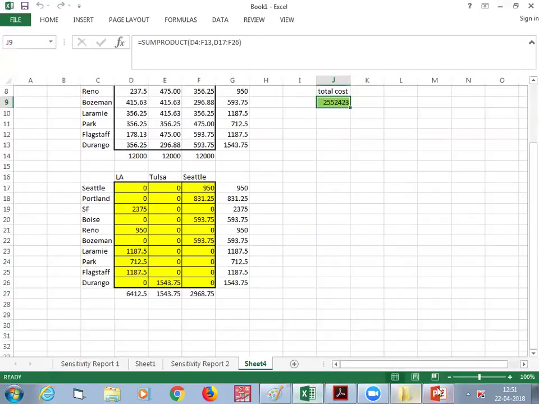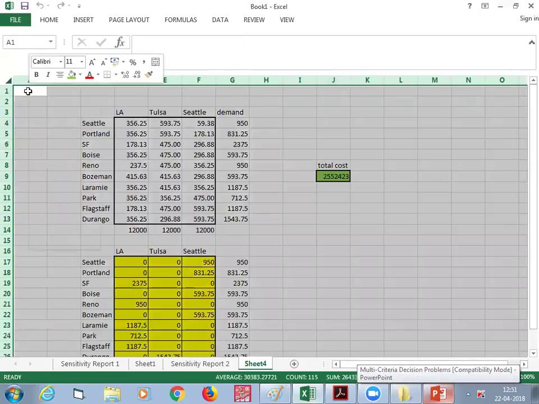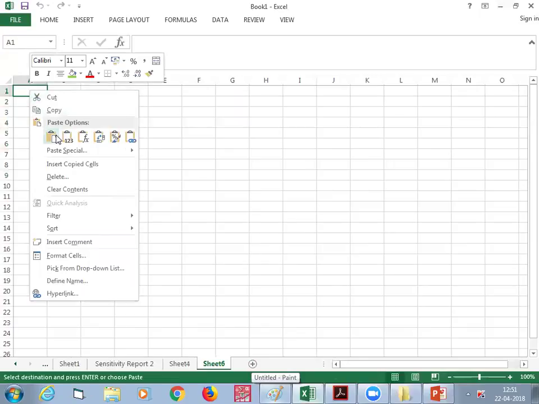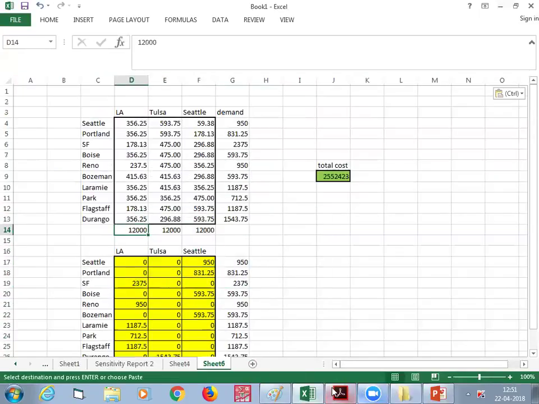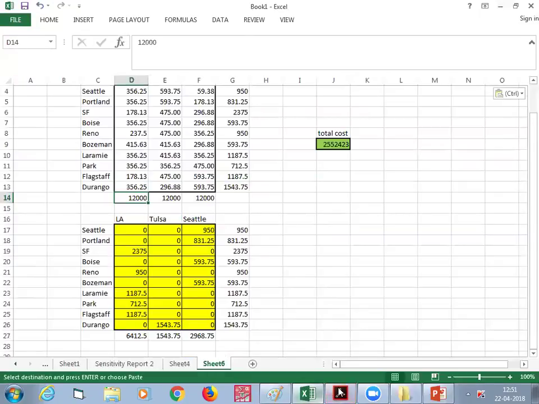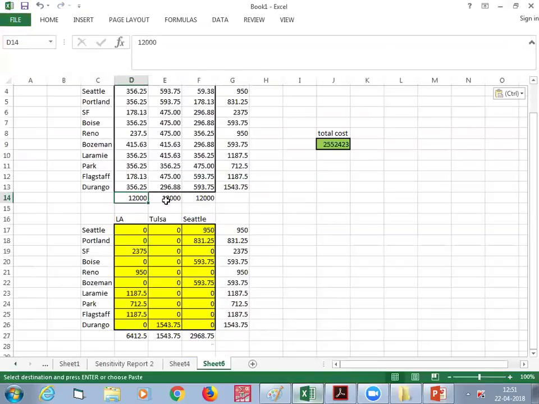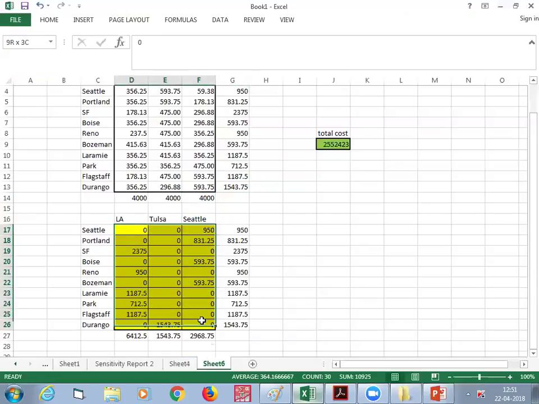But of course, that's not the end of the story. They want us to also put in some specific things. So let's change that now to what they want. So what do they want actually? They said a maximum of 4,000. Okay, 4,000 means 3 times 4,000 is 12,000. So maximum of 4,000. Let's put 4,000 here, 4,000, and 4,000.